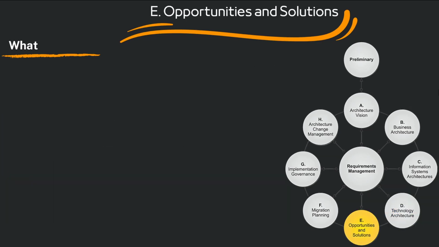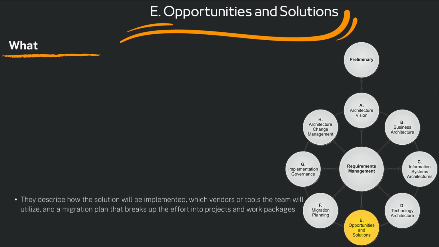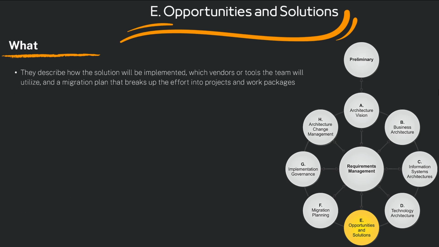Opportunities and solutions is where the rubber starts hitting the road. It is describing how the solutions will be implemented, which vendors are going to be selected, which tools the team will utilize, and some sort of migration plan that breaks up all this effort into specific sub-projects and work packages. Our major objective here is to generate an architecture roadmap.